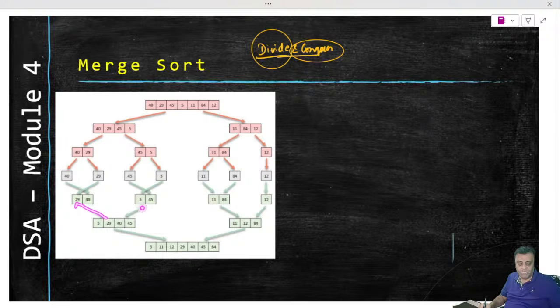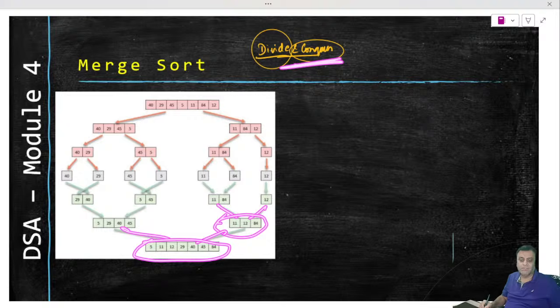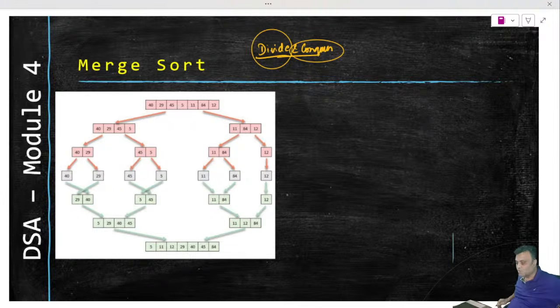Again, we will merge these, sort and put into a new array. Merge these, sort and put into a new array. What are we doing? We are conquering. Sort and put into the new array. This is where we do the final array. So how do we sort and put is what we will try to figure out, through an example.